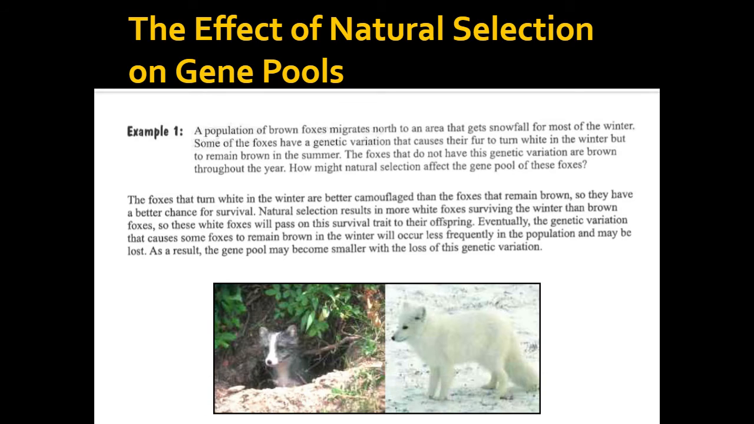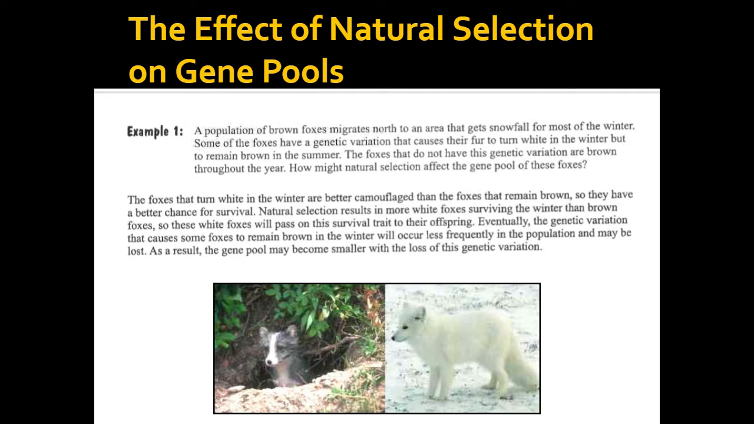So we have an example here. It says a population of brown foxes migrates north to an area that gets snowfall for most of the winter. Some of the foxes have a genetic variation that causes their fur to turn white in the winter, but to remain brown for the summer. The foxes that do not have this genetic variation are brown throughout the year. How might natural selection affect the gene pool of these foxes?